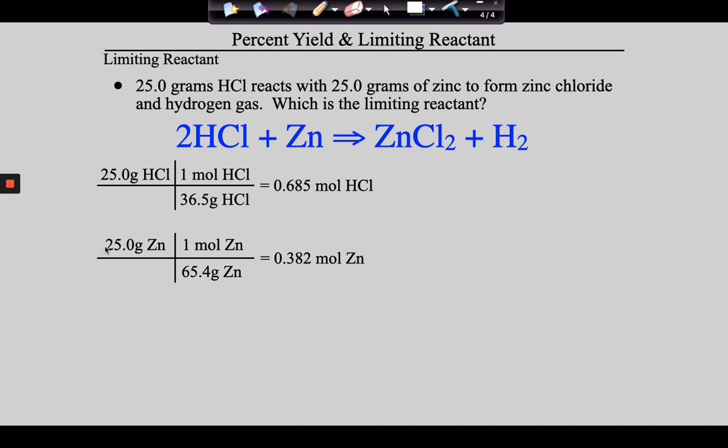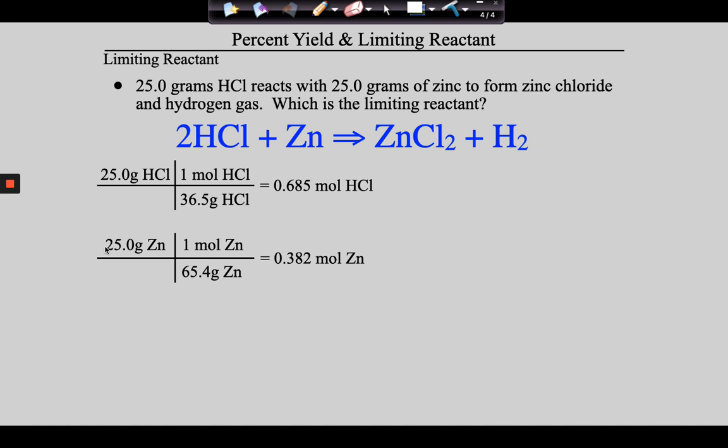So 25 grams of HCl is about 0.7 moles of HCl. 25 grams of zinc is about 0.4 moles of zinc. So clearly we have less zinc than we do HCl, in the same way that we had fewer frames than we did wheels. It's the exact same math. What does a frame weigh? Divide how much you've got by the weight of each frame. What does an HCl weigh? Divide the amount you've got by how much each one weighs.